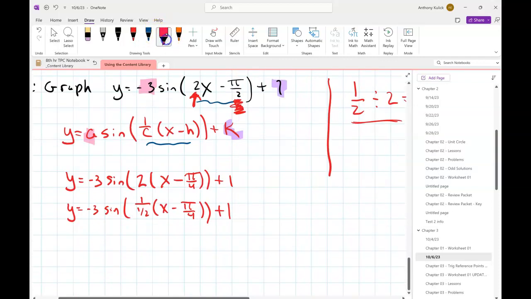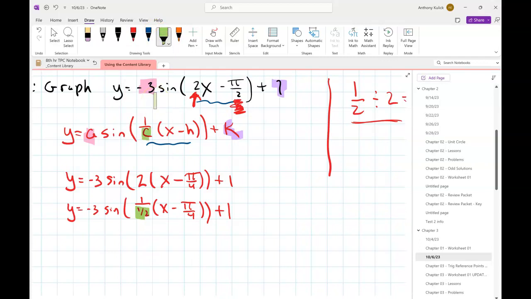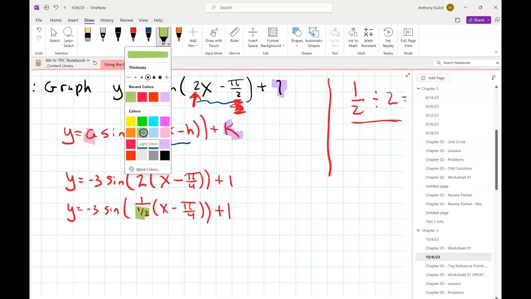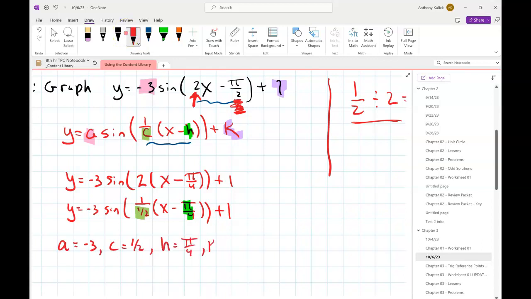Okay. So we can now see that the C is 1/2, and the H is 1/4. So that's everything, right? A is -3, C is 1/2, H is pi over 4, and K is 1. Okay, that's my first step, getting that information.